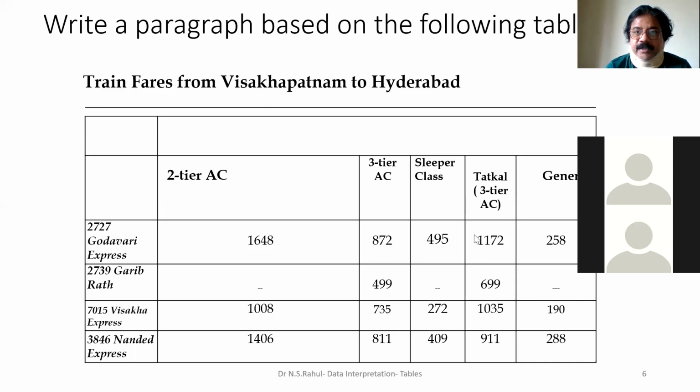That is also three-tier, third class AC only. Two-tier AC means second AC, three-tier AC means third AC, sleeper class, general. And Tatkal also is three-tier, third AC. But they are charging extra for booking on the spot. We have to pay an extra fare additionally. Some of you may not be knowing about that. That is why I am telling you.